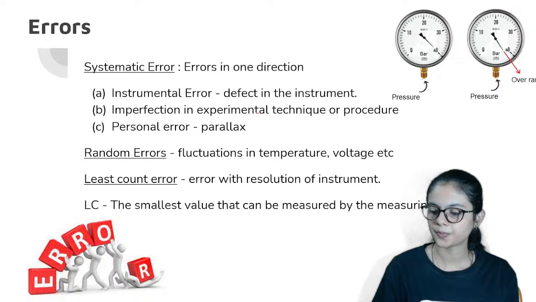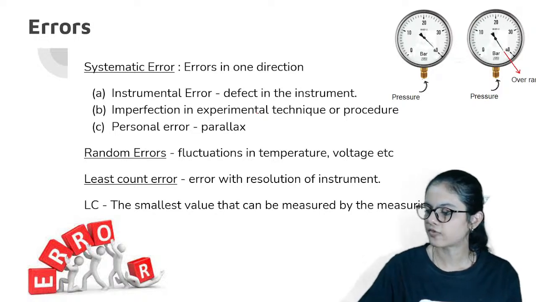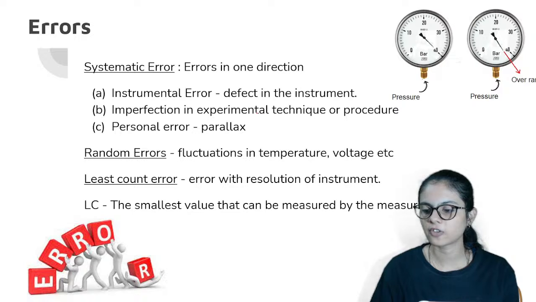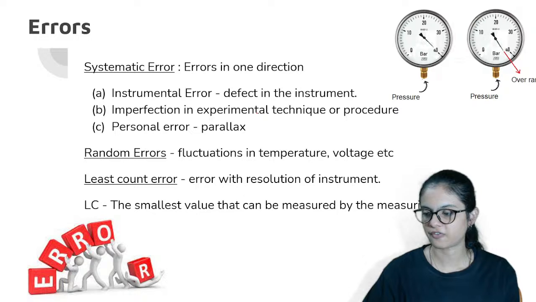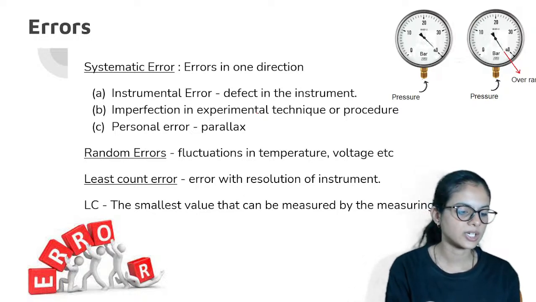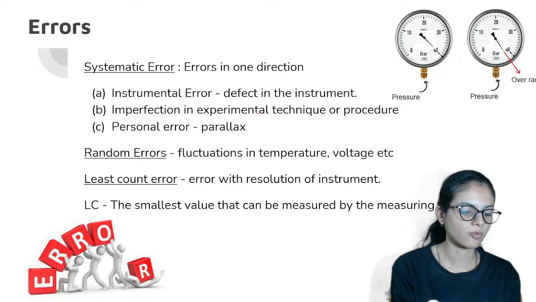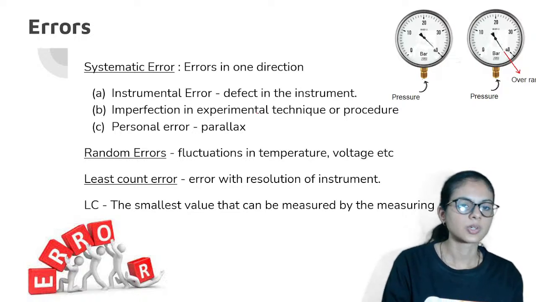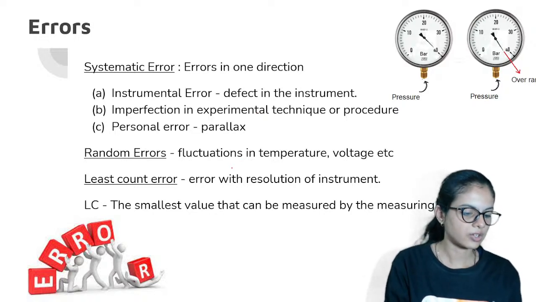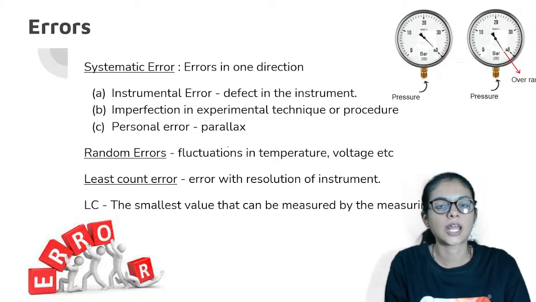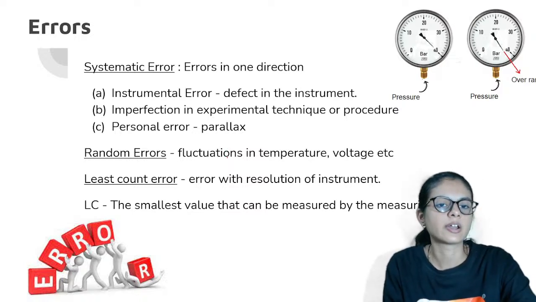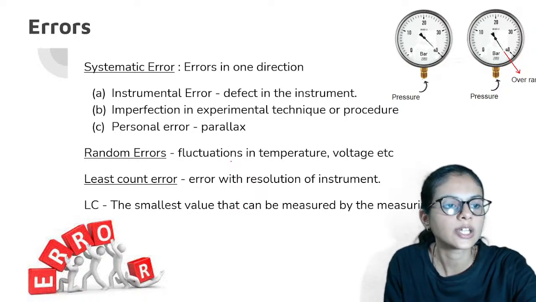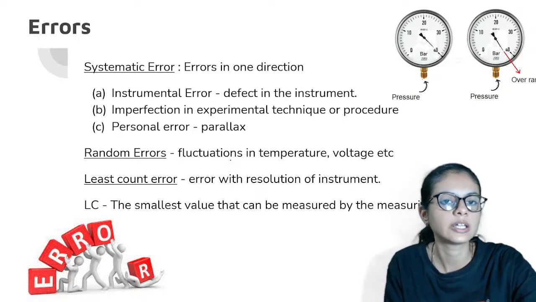Right? Am I clear? So, errors. After that, we'll go to significant figures and then dimensional analysis. So these three concepts are left. Let's clear here what error is and then move forward. Speaking about errors, generally here we are talking about three kinds of errors: systematic error, random error, and least count error. Let's discuss them one by one in detail.